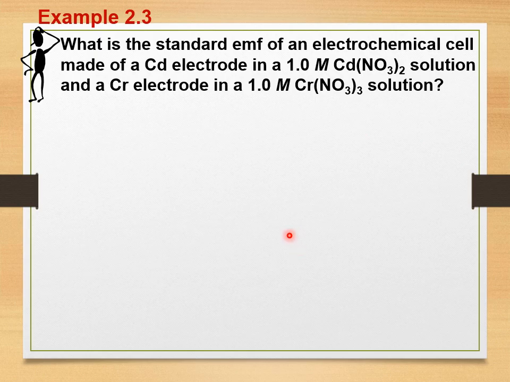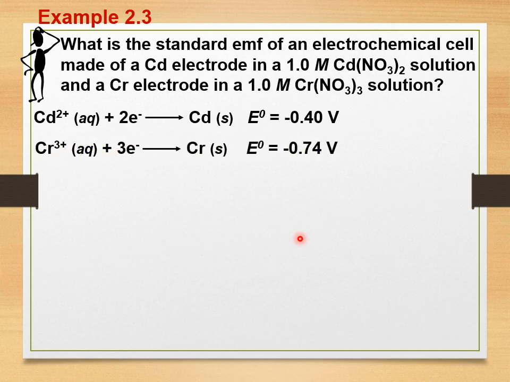What is the standard EMF of an electrochemical cell made of a cadmium electrode in a 1 molar cadmium nitrate solution and a chromium electrode in a 1 molar chromium nitrate solution? Right. So firstly, what we have to do is find the E0 red for both of the substance. So cadmium 2 plus 2 electron becomes cadmium solid. The E0 red is negative 0.4. This is what we get from the table 2.4. And then chromium 3 plus receives 3 electron. It becomes chromium solid. The E0 red is negative 0.74.